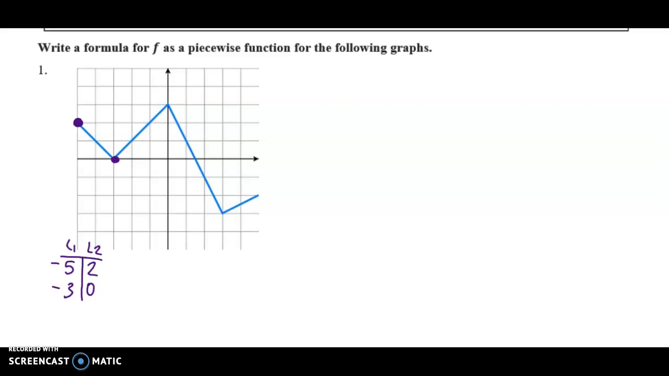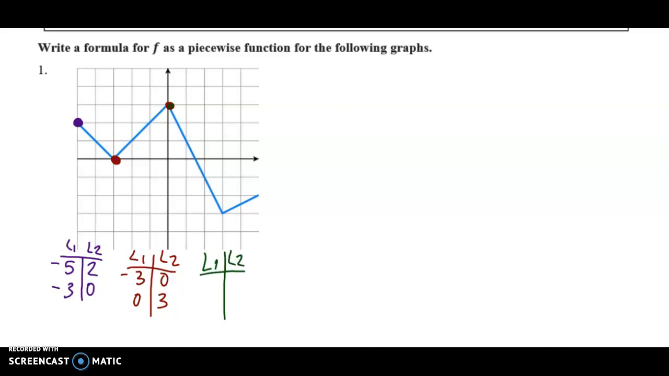If I move to the next line segment, I now have a left and right endpoint, starting with where I left off. And then my other endpoint up here, x is 0, y is 3. So I'm going to do it all the way through, get my points, and then actually build my function. So next one.